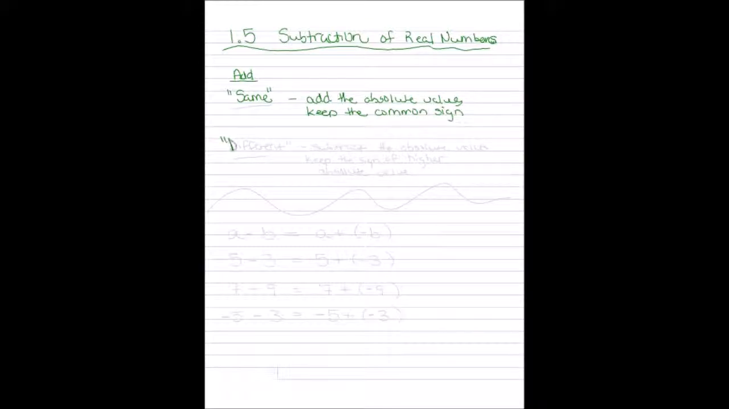If the signs are different, instead of adding the absolute value, you would subtract the absolute value. And once you subtract the absolute value, you keep the sign of the higher absolute value.